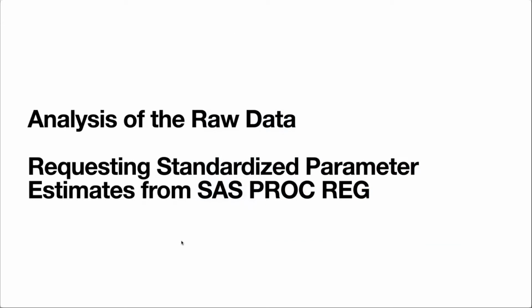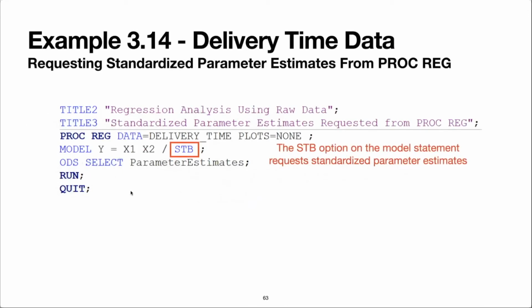Finally, we want to show how to come up with the standardized parameter estimates the easiest way possible. And the easiest way possible is just to analyze the raw data, but request standardized parameter estimates from PROC REG. There's an option in the model statement of PROC REG that we can use to request the standardized parameter estimates, and that option is the STB option. So we want the standardized beta coefficients, essentially, is what that's saying.